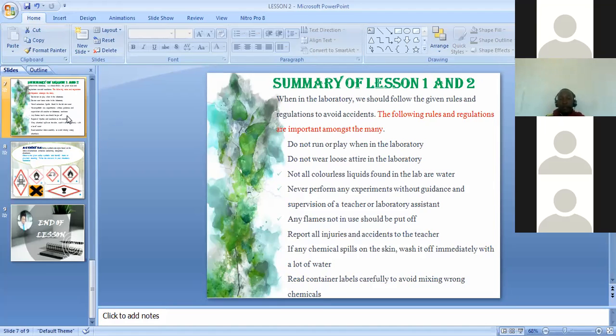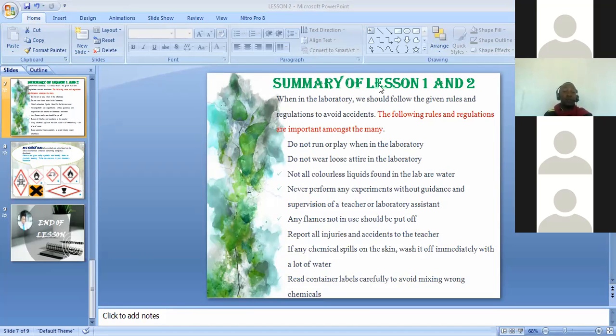No one is expected to run or play when we are in the lab. No one is expected to wear loose attire, like the other girl who put a sweater around the waist. That sweater managed to pull some hot water that burnt her skin seriously. So to prevent such scenarios, the attire you put on must not be loose.